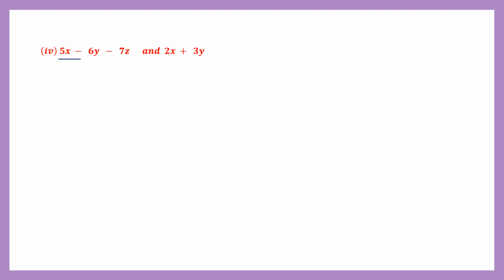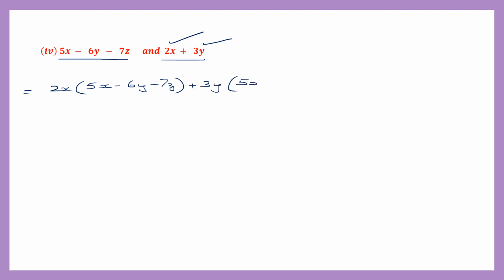So here we have a polynomial multiplied by a binomial. So let's take the first term, that is 2x, into the whole polynomial, 5x minus 6y minus 7z. Into the second one, that is here we have plus 3y into the whole thing, 5x minus 6y minus 7z. So here let's begin.